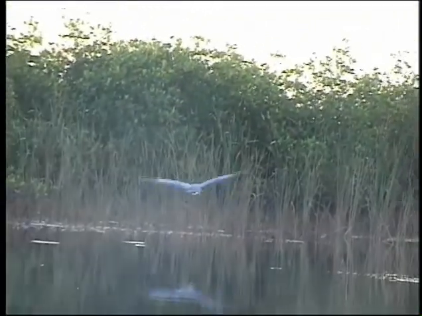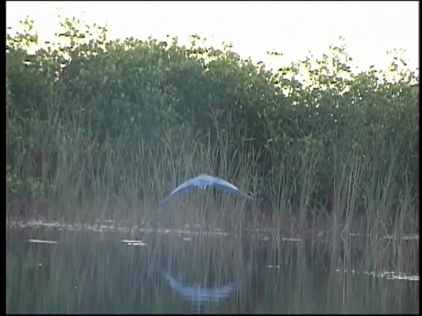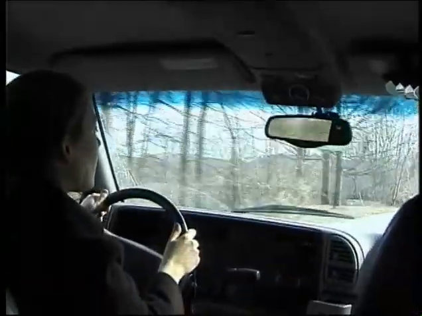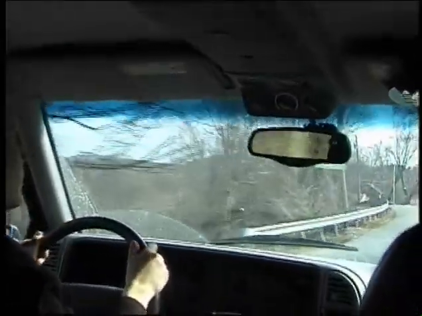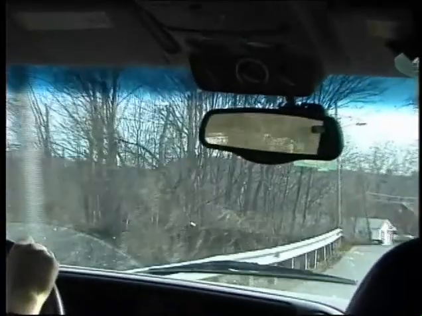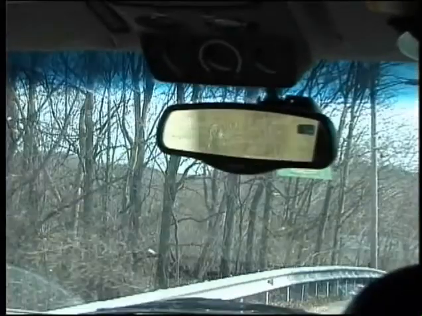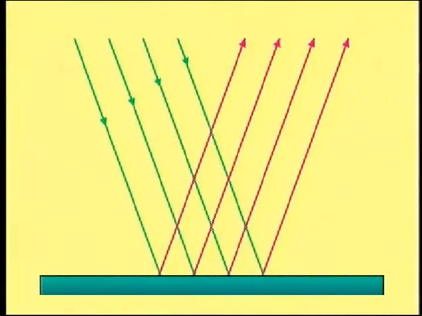This smooth lake surface shows a near-perfect image of the bird flying over it. And the rearview mirror in this car helps the driver to see what's behind her. These objects are reflecting light. As we already mentioned, reflection occurs when a wave hits an object and then bounces off it.